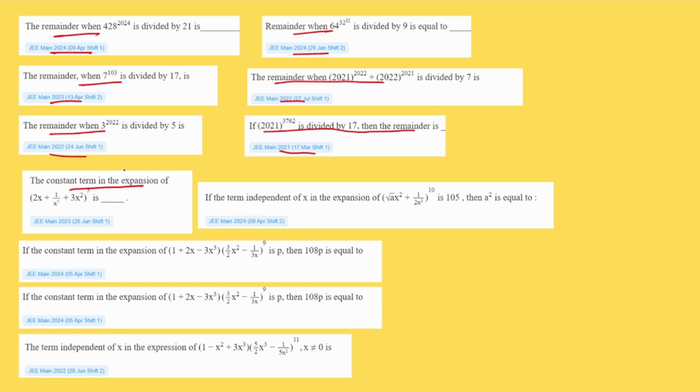Constant term of expansion, independent term of expansion. You will get the value of p, which we have to substitute over here. Constant term of expression question. Oh, I repeated this question again. Okay, this question is the same itself. The independent term of x in the expression.